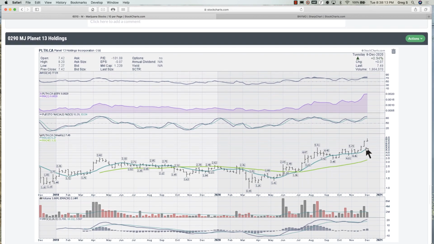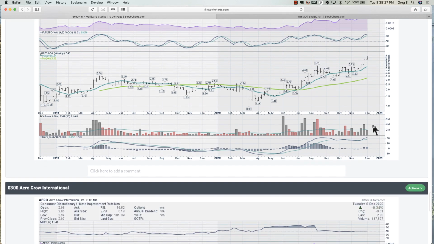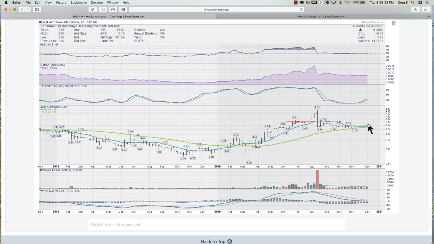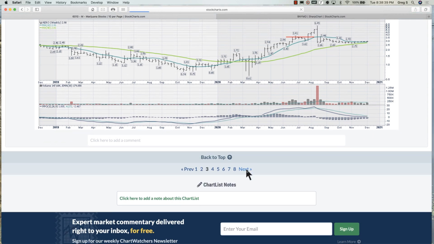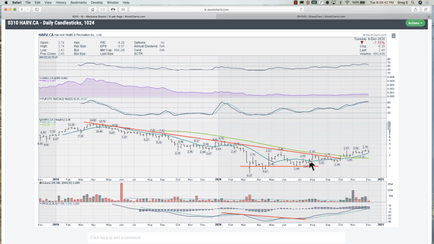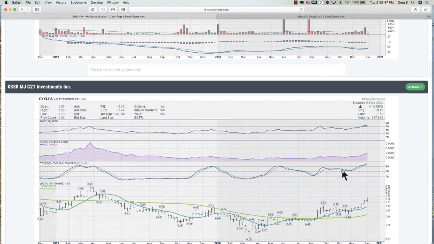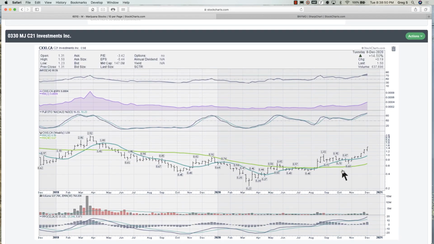MJ Planet 13, this one's really starting to accelerate since the election, and that's probably more what we're looking for. Maybe their store outlets, I don't have any idea. I'm looking at the chart, and the price action is starting to lead us up and away, so that's probably a good thing here. Arrow Growth International, just gone flat here. I don't know if they've done a merger or something, or if it's just no interest in the stock. Harv.ca, gentle climb here. It's okay, but nothing really great. FSD Pharma, terrible. C21 Investments, and this one's actually starting to climb quite nicely here.